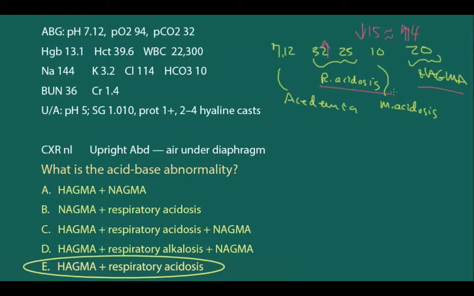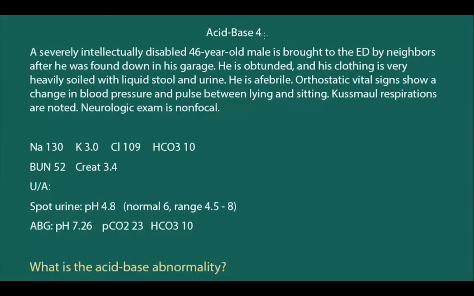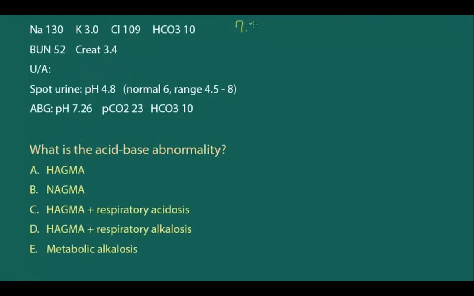Question 4. Severely intellectually disabled 46-year-old male brought to the ED by neighbors after he was found down in his garage. He is obtunded. His clothing is very heavily soiled with liquid stool and urine. He's afebrile. He has orthostatic changes. Small respirations are noted. Neurologic exam is non-focal. pH 7.26. PCO2 23. Bicarb 10. Expected PCO2 25. Anion gap is 11.